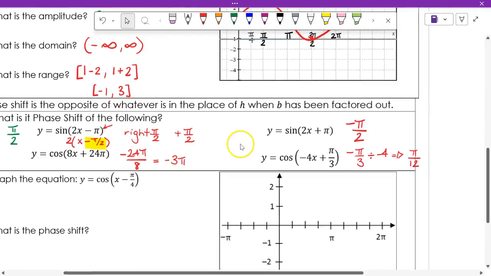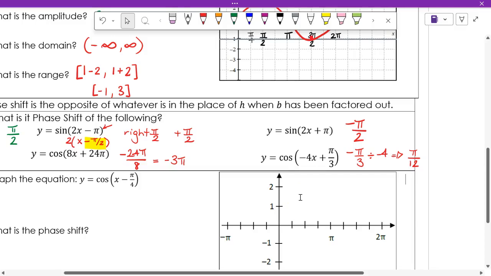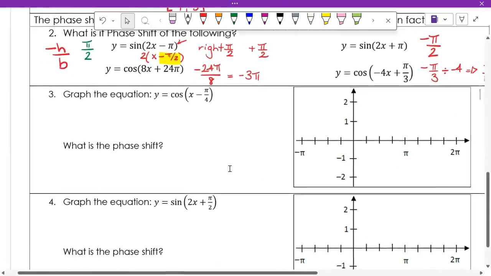So that means on this one right here, the negative tells me we're moving left pi over 2. This negative 3 pi means that we're moving left 3 pi. And that means that I'm taking my entire function and literally shifting the entire thing. Every single coordinate point shifts left or right, whatever that number is. So let's try this down here.